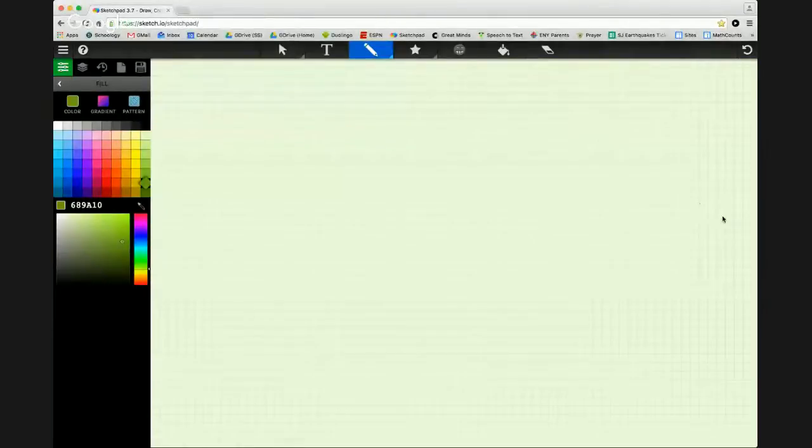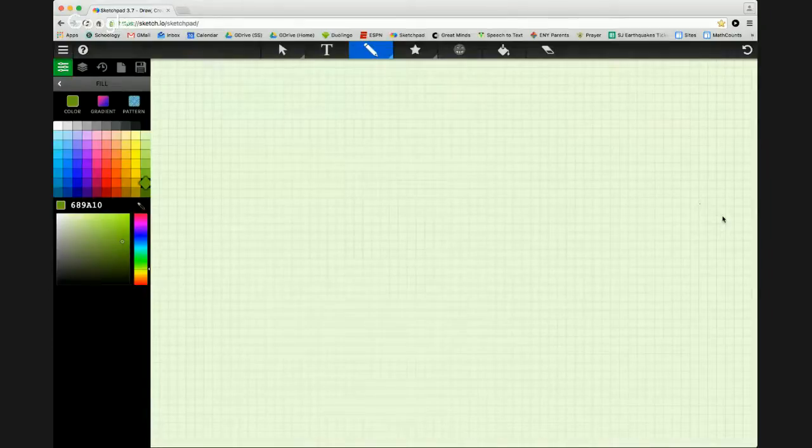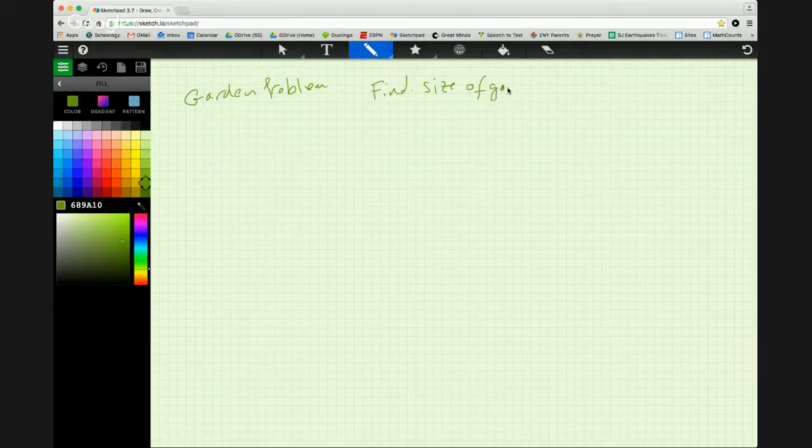In one case, we're going to talk about a problem with a garden. So let's start off with the garden problem. We're trying to find the size of the garden. And we have some interesting information. So we know that 1/3 of the garden, and you may be able to solve this one by inspection, but we're going to do it with algebra because you can't do the next one without a little bit of algebra.